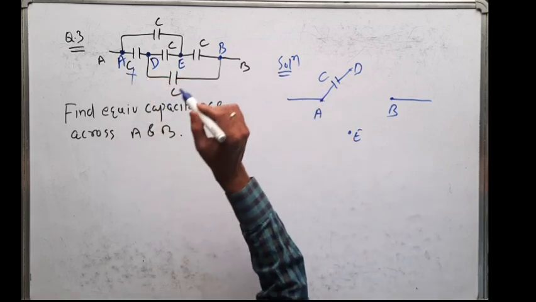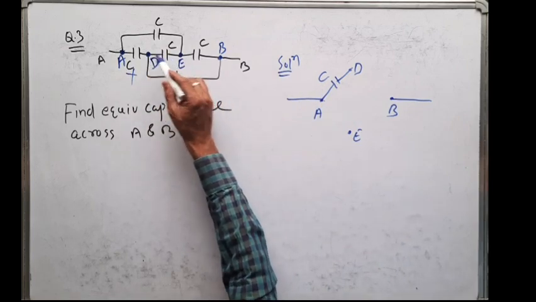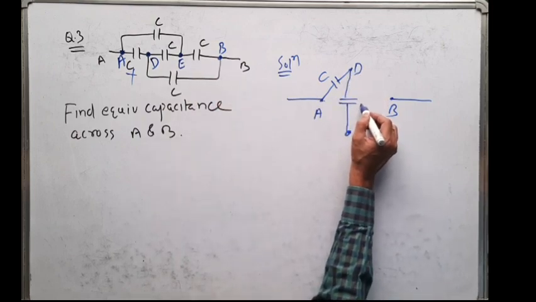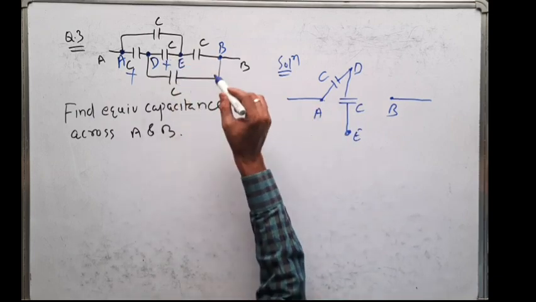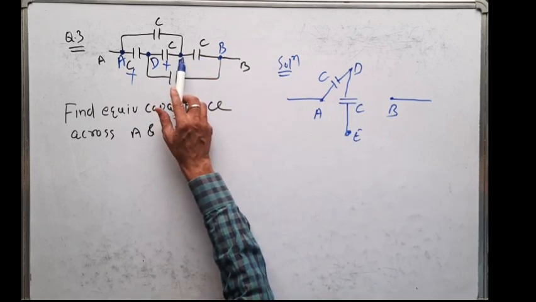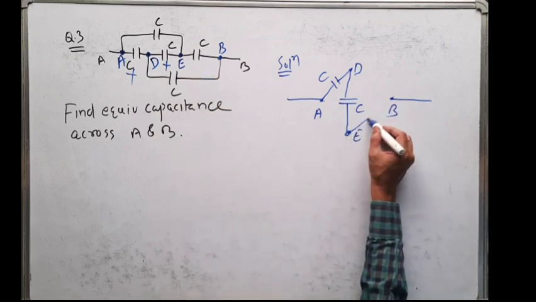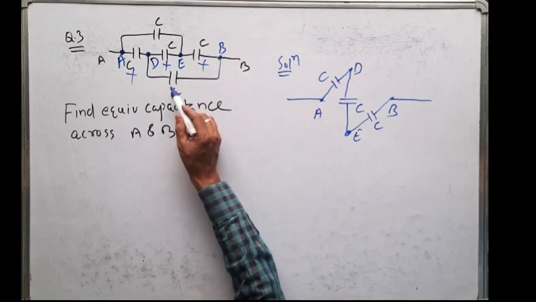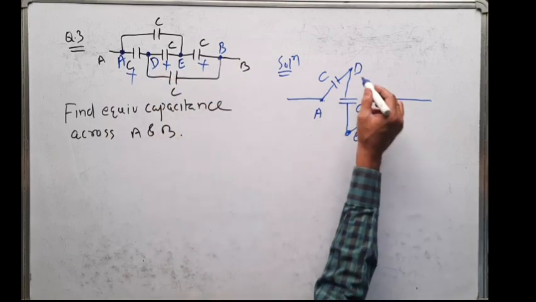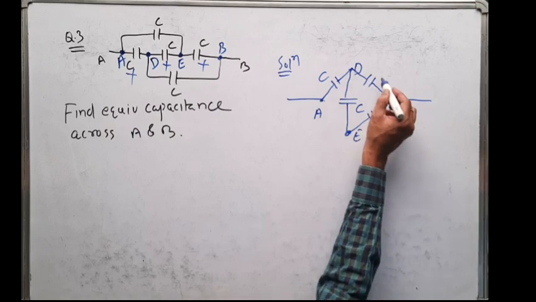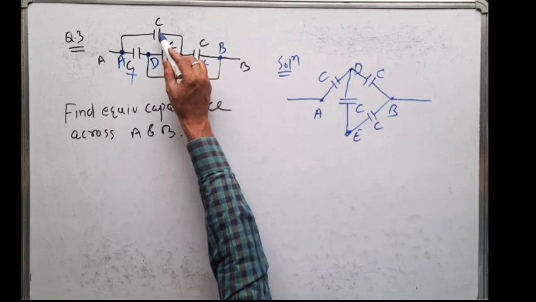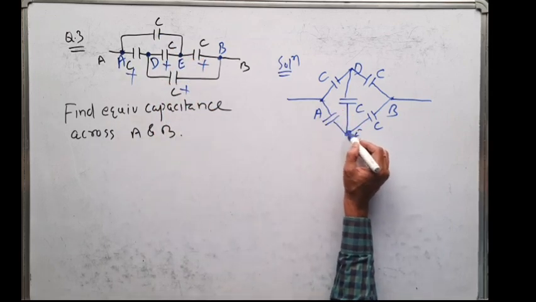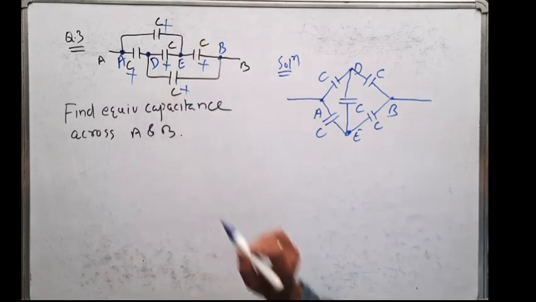So this part is over. Then this C is connected between D and E. So this is D, this is your E, and this is your C. So this capacitor is over. And this capacitor is connected between E and B. This is also C. And this capacitor is connected between D and B. This is your C. So this part is over. This capacitor is connected between A and E. This is A, this is E. So this is the last capacitor.